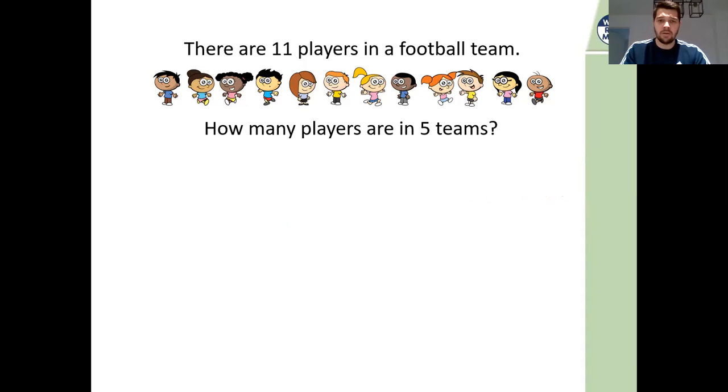So how about if there are 5 teams? How would you lay that out? See if you can pause it and show me repeated addition and the 2 other multiplication equations that you could do. If you can add in any visuals there quickly, that would be great too. Don't spend too long on this activity.